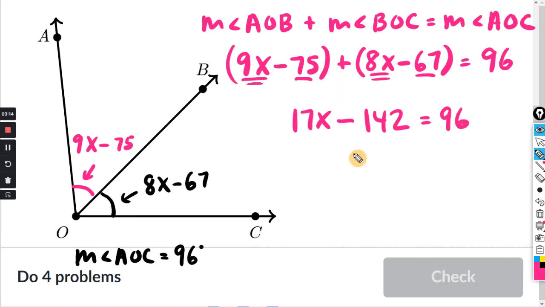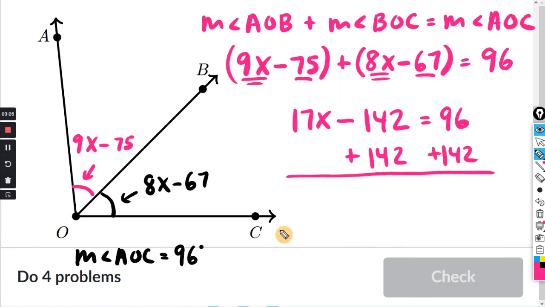Solving for x, the opposite of negative 142 is positive 142. Okay, you want to do the same thing to both sides. The 142 minus 142 cancels. Bring down your 17x. And 96 plus 142, that's going to be 238.